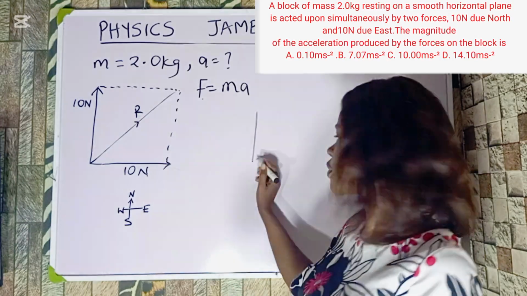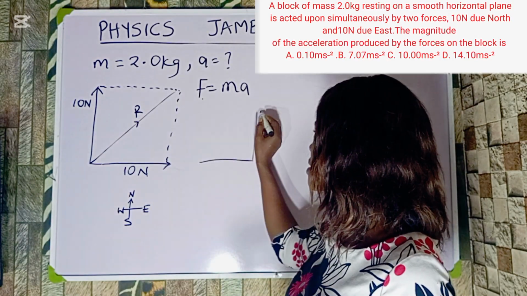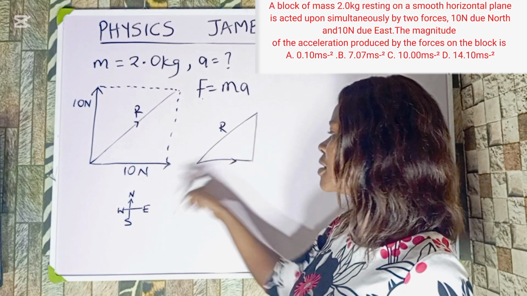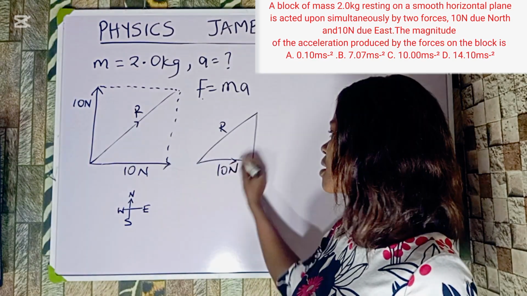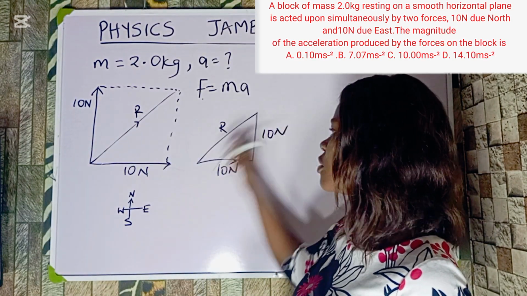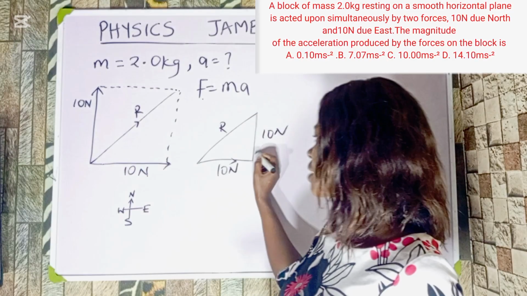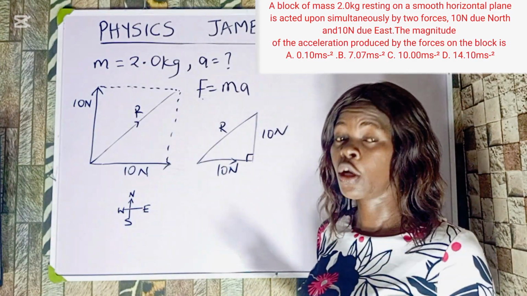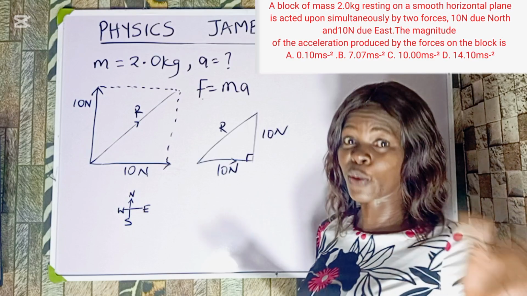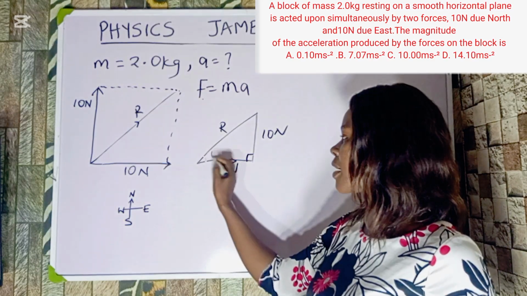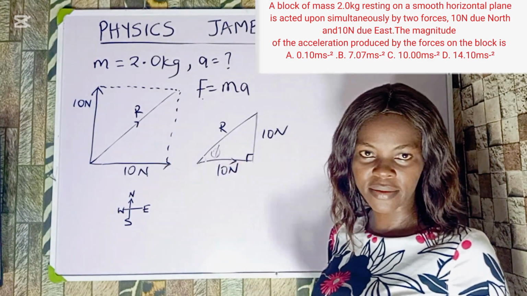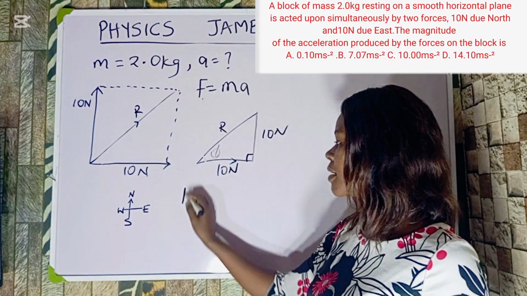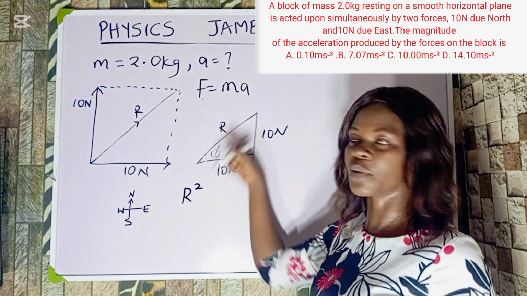If I decide to solve with this, I have this. Now this is my R. This is my 10 Newton. This is my 10 Newton acting up. Now this is my right angle triangle. Remember that you're not looking for the angle, but in case you're looking for the angle in another question, you can use this for the angle. Do you understand? Now using Pythagoras theorem, this is the hypotenuse, the longest side.